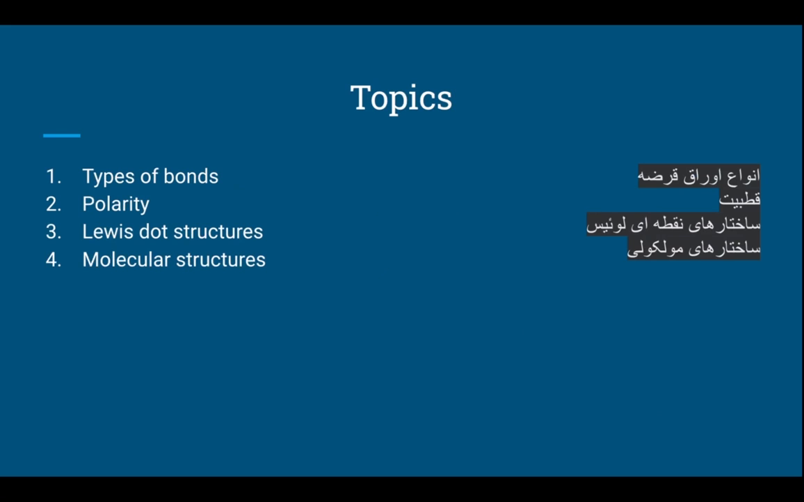The next topic will be on polarity, where we will discuss what it means for a molecule to be polar and how that relates to electronegativity. Then we will talk about Lewis dot structures, where we will learn how to visualize where an electron is on an atom. The final topic is on molecular structures, where we will talk about the appearance of molecules and use our newfound skill of visualizing atoms to visualize molecules.